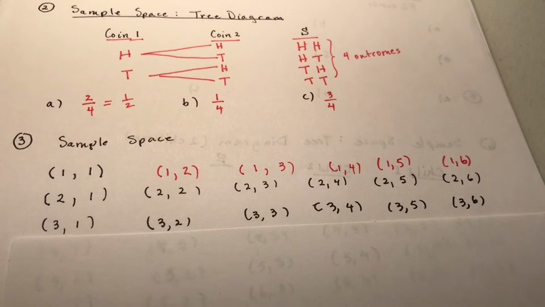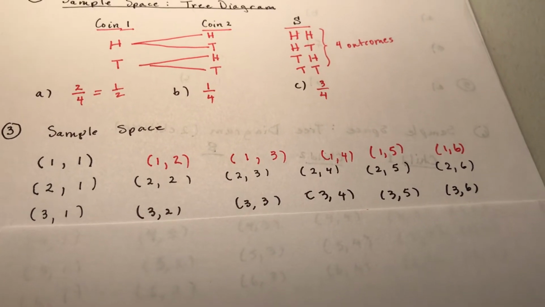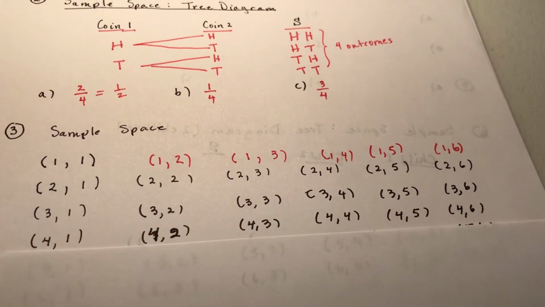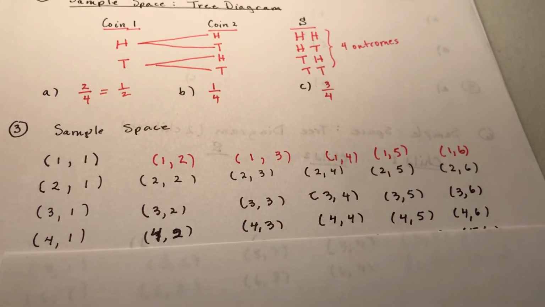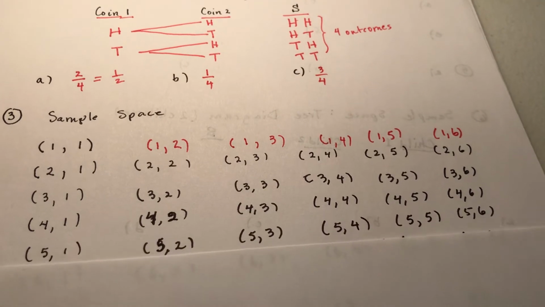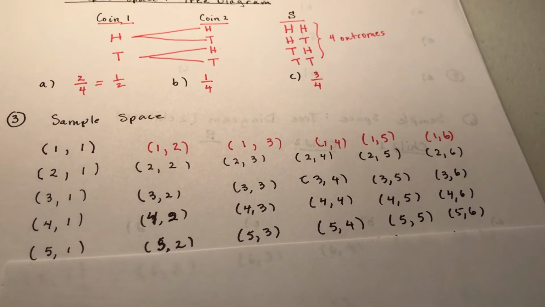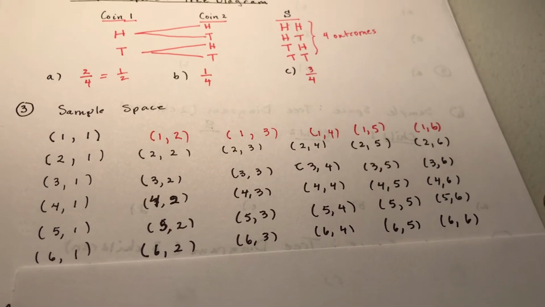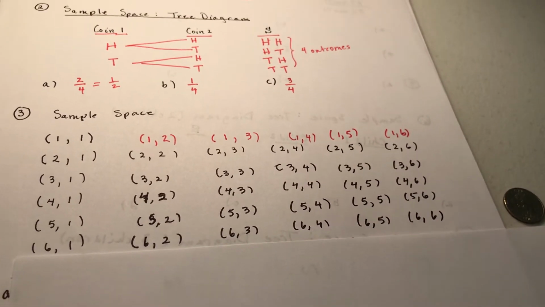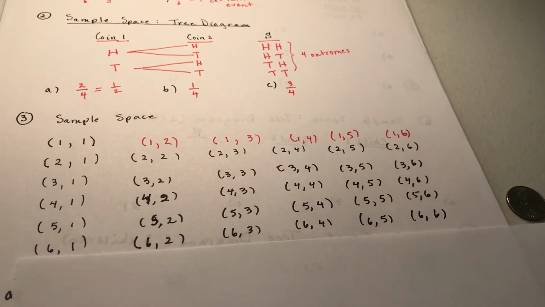You get 3-1, 3-2, 3-3, 3-4, 3-5, 3-6. Should be orderly. I didn't do my first row very well. That's all right. 4-1, 4-2, 4-3, 4-4, 4-5, 4-6. 5-1, 5-2, 5-3, 5-4, 5-5, 5-6. 6-1, 6-2, 6-3, 6-4, 6-5, 6-6. There's your whole space. Very interesting space.